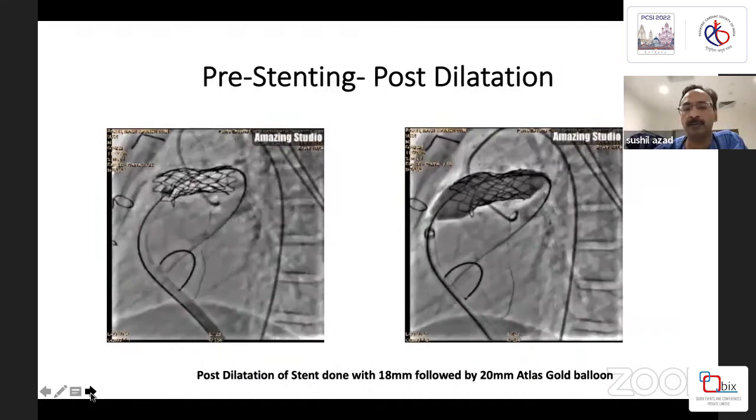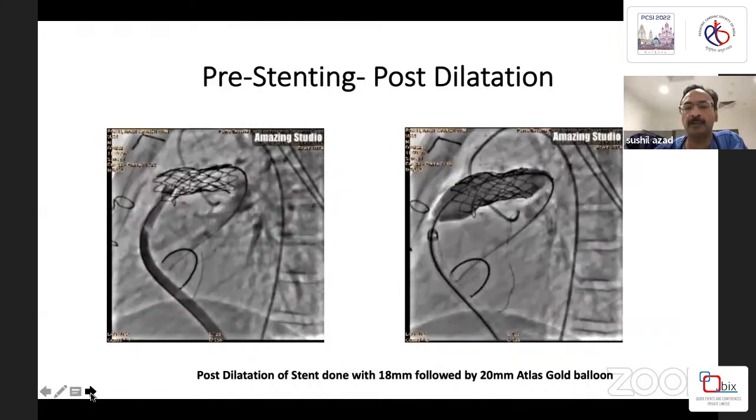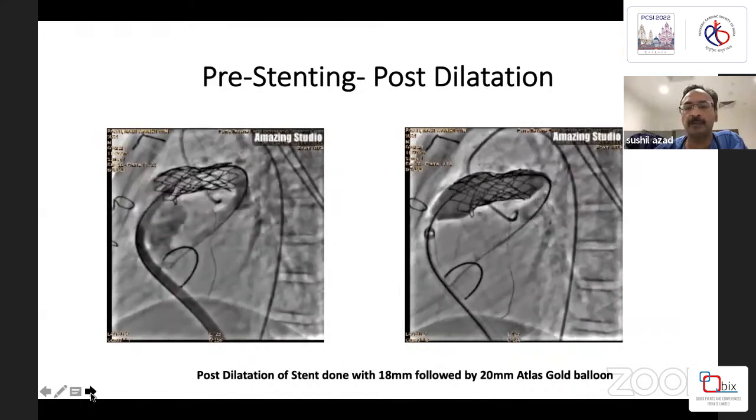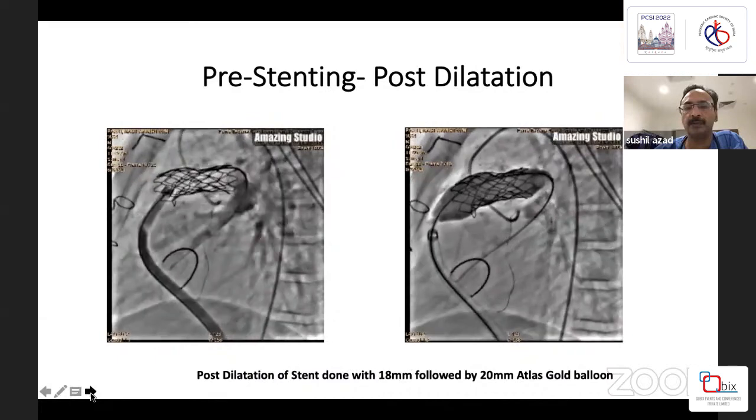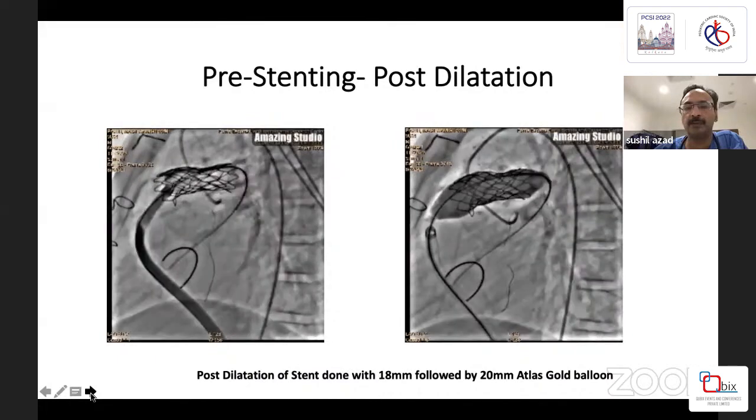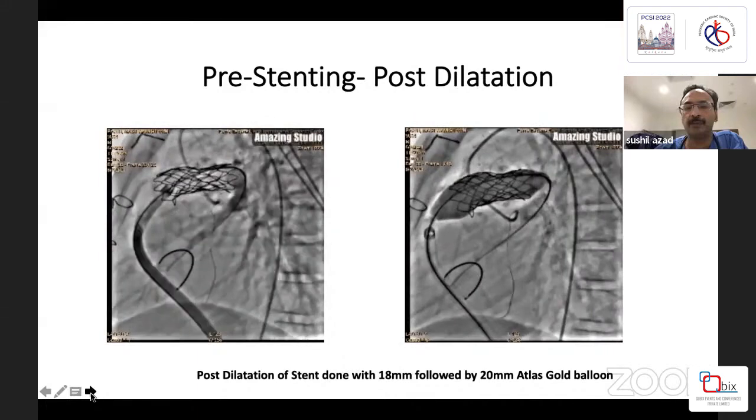After dilatation with a 20 millimeter Atlas Gold balloon also, we checked the coronaries, there was no compression and it was reasonably well open. Checked the angiogram, there was no significant narrowing, no gradient. We checked the hemodynamics, there was no gradient across the RVOT.